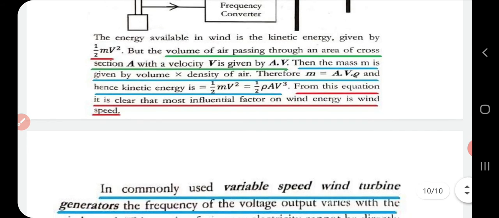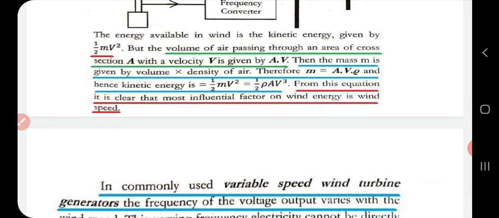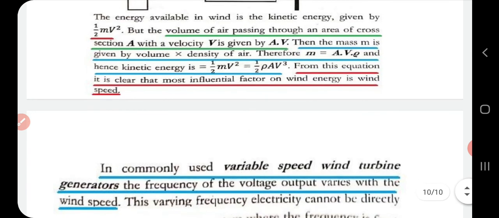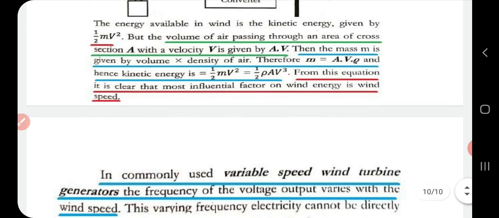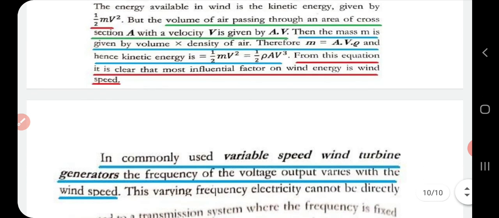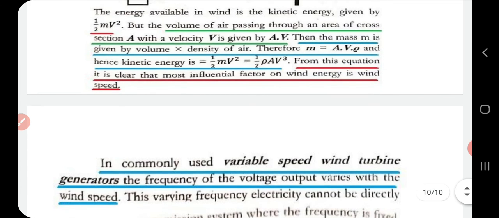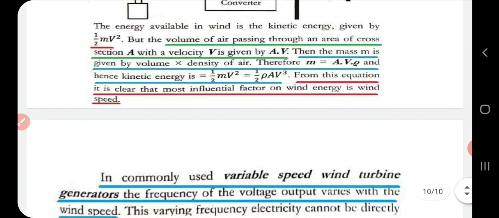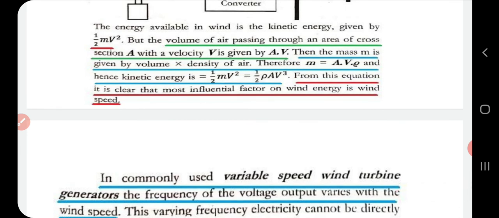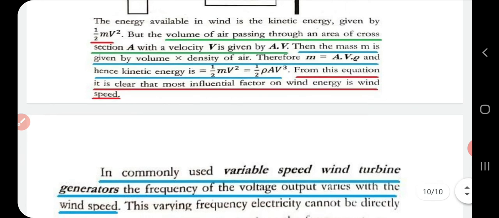So then mass will be volume into density, because density is mass by volume. So mass is equal to A V, that is volume, into density, that is rho. So kinetic energy half mv square can be written as half rho A V cube. From this equation it is clear that the most influential factor of wind energy is wind speed. That is, in half mv square, in place of m you are substituting A V rho, and that is how you get half rho A V cube.